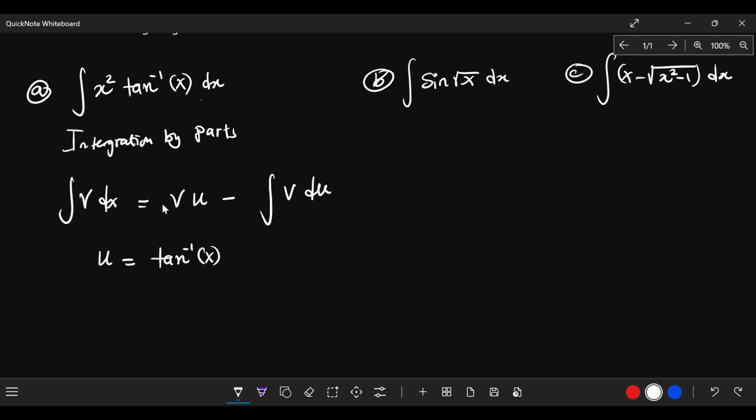Okay, so every time we have a u, make sure you differentiate it, okay? So what is the derivative of tan inverse of x? So du dx, you need to remember this, right?